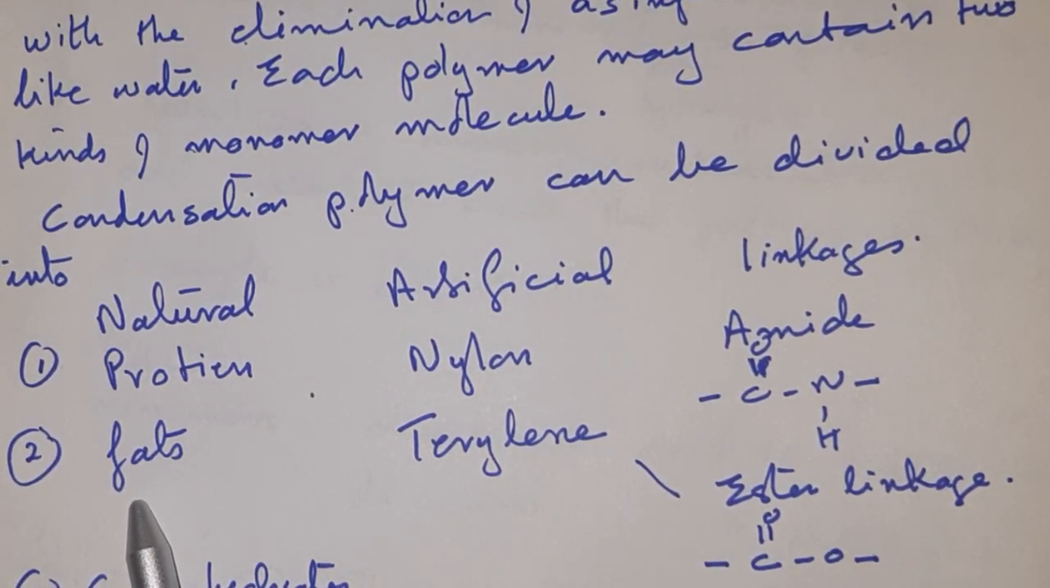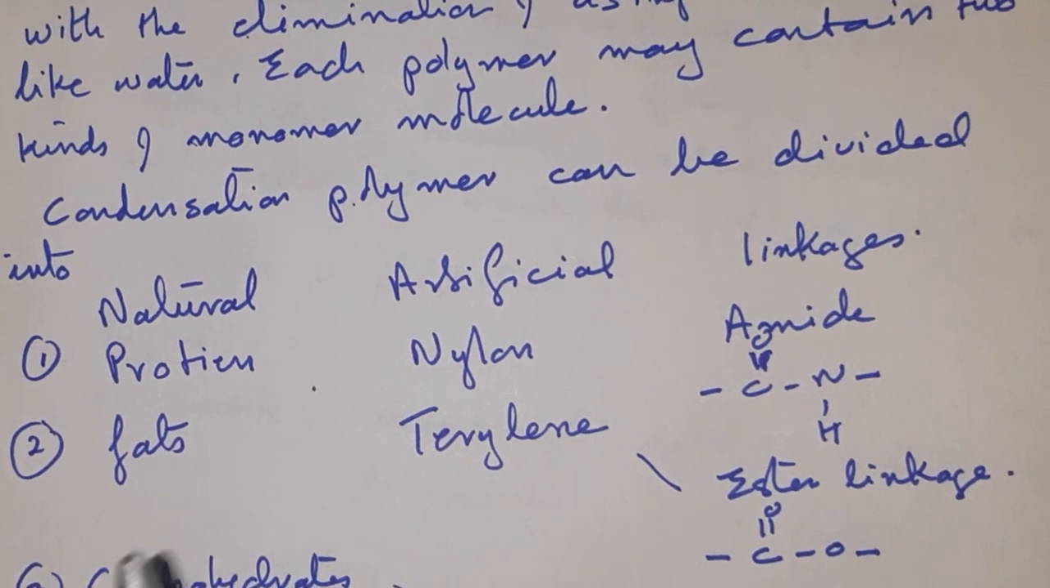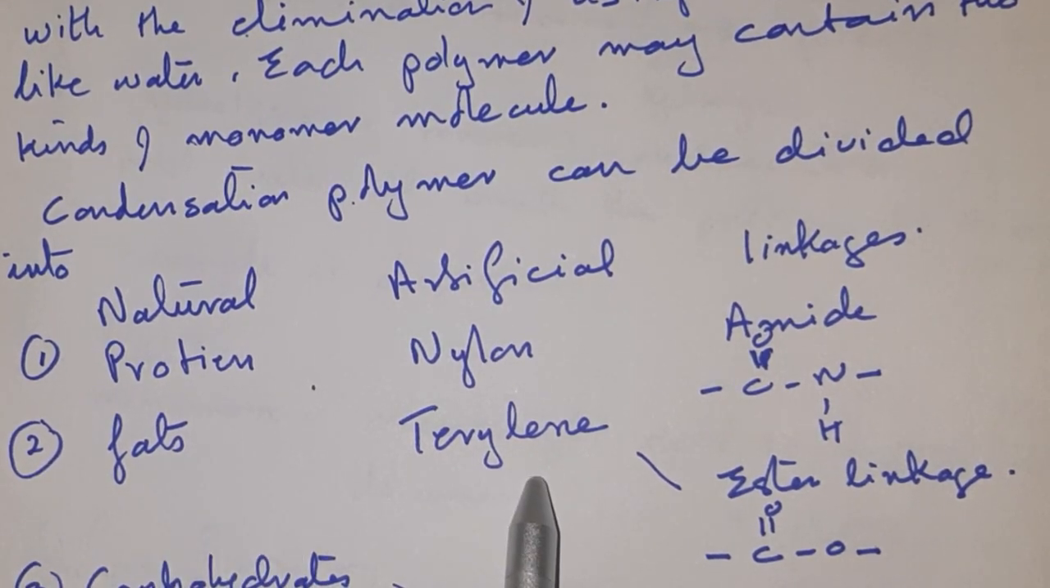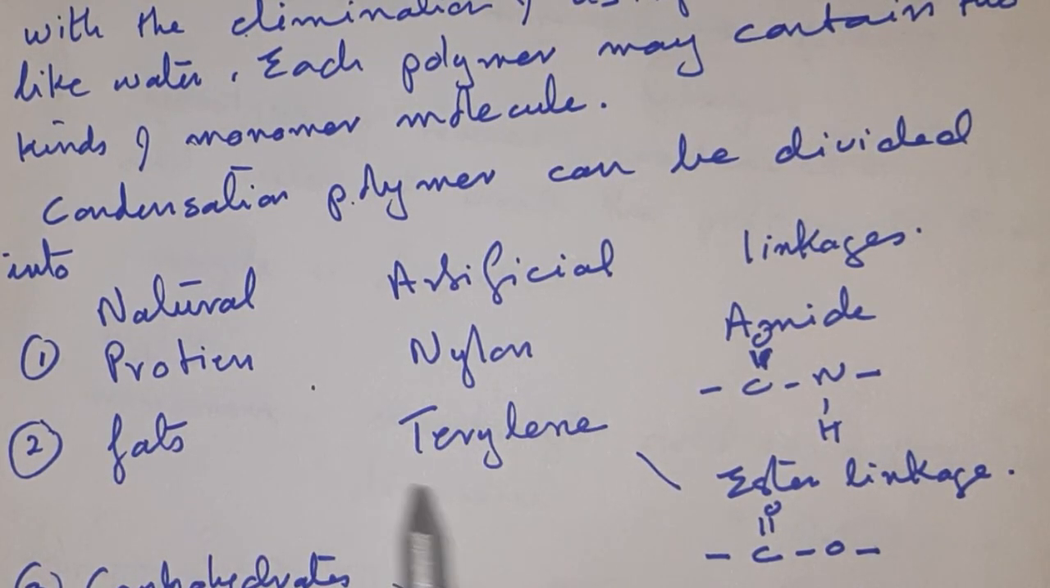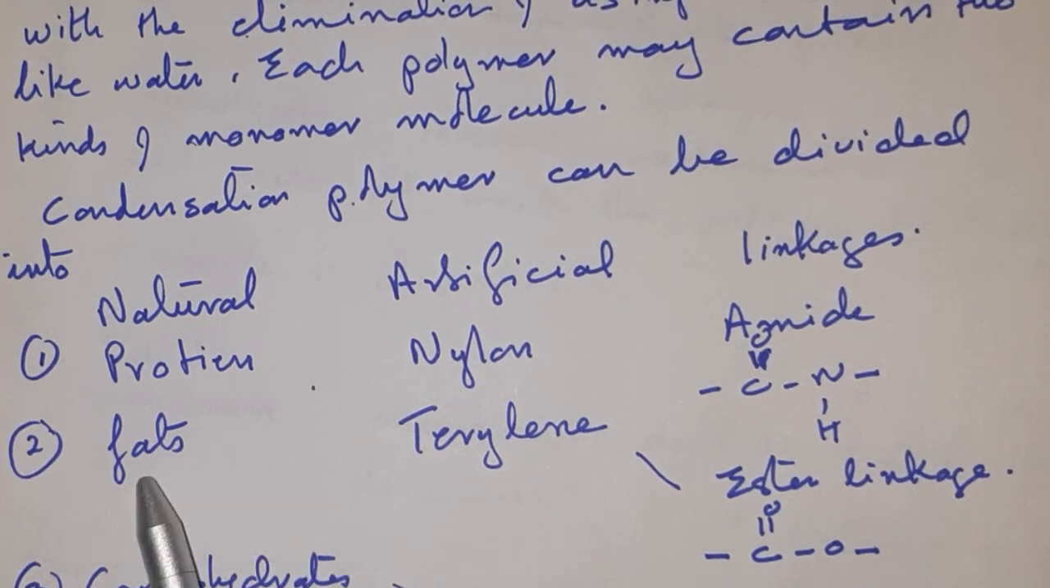Second condensation polymer is fat, and artificially terylene. When I discuss them, fats are actually macromolecules, that is large big molecules, but they are not polymers. Fats and terylene. Terylene is a polymer, and the commonality between these two is this ester linkage, C double bond O and O.